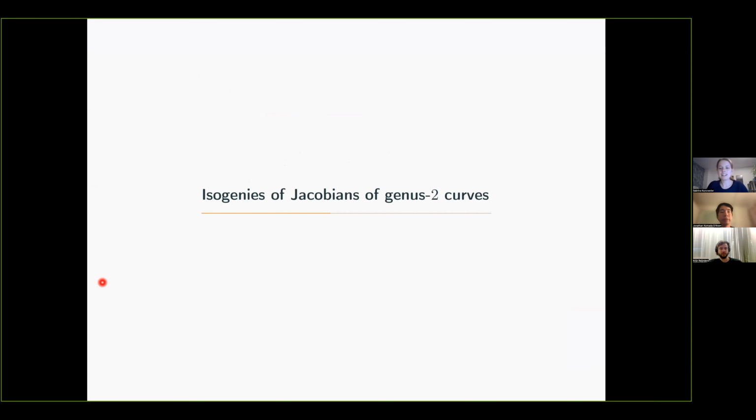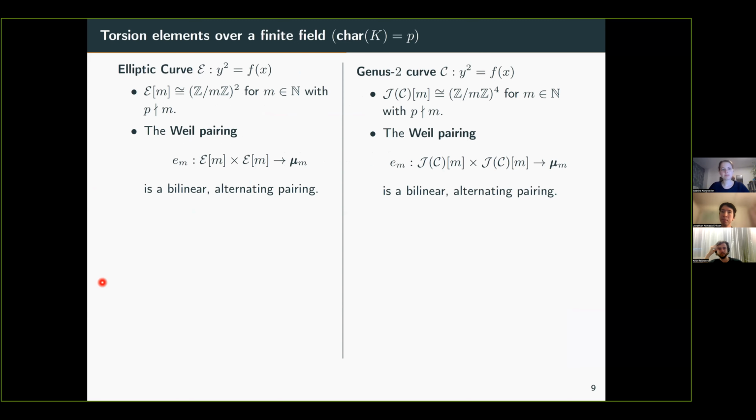Okay, so now, after knowing what genus 2 curves are and how elements of the Jacobian can be represented, we can also talk about isogenies of those objects. Again, I want to include a small comparison to the elliptic curve setting. So maybe let's start with that.